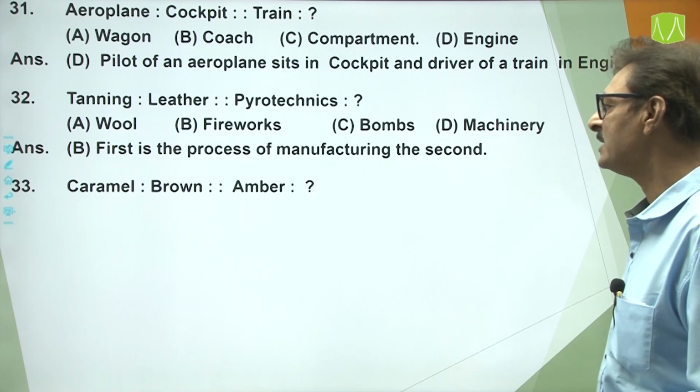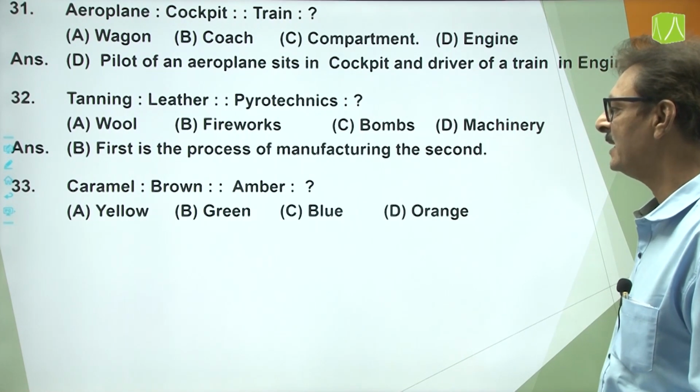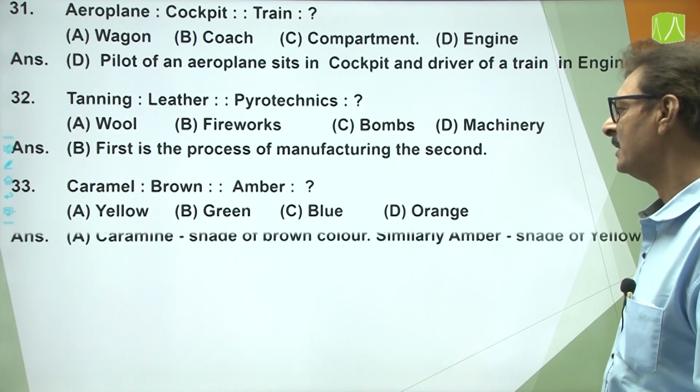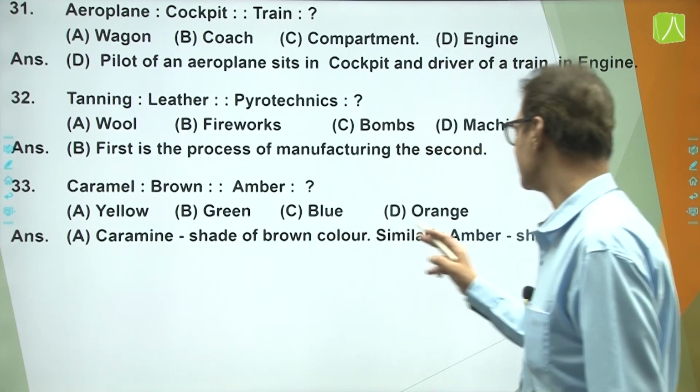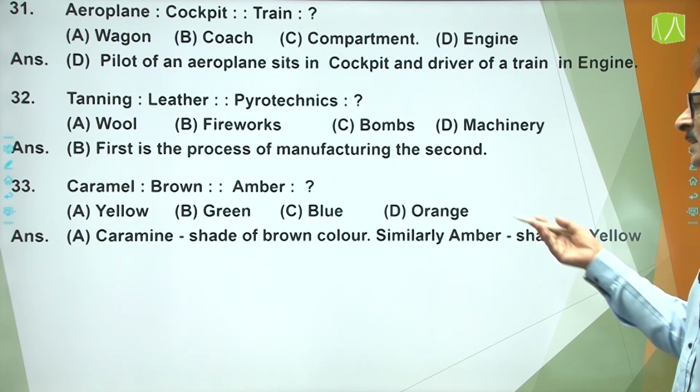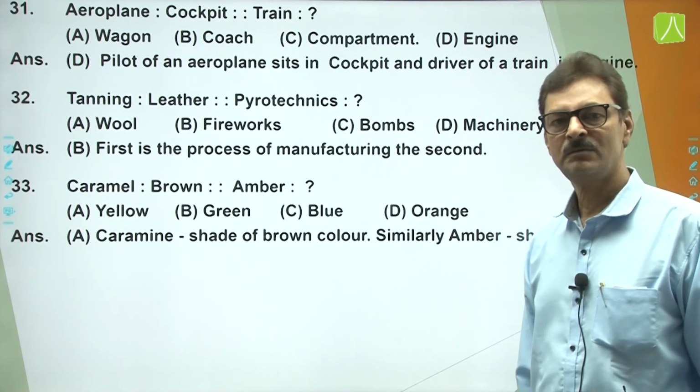Some more. Caramel is to brown, amber is to what? Easy. Yellow, green, blue or orange. Caramel is the shade of brown, the same, and amber is the shade of yellow. So A is the correct answer for this one.